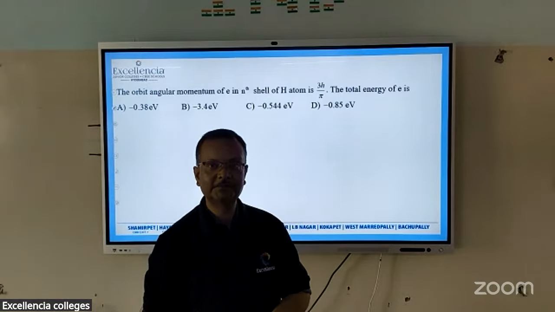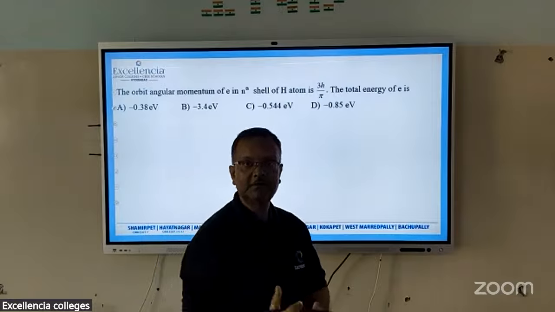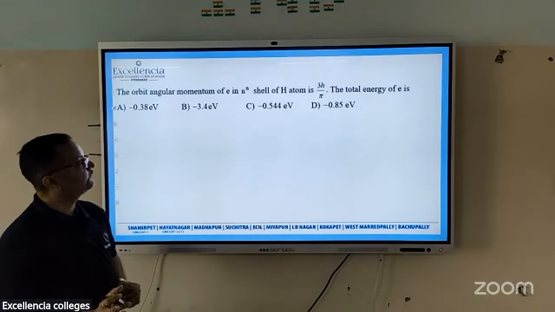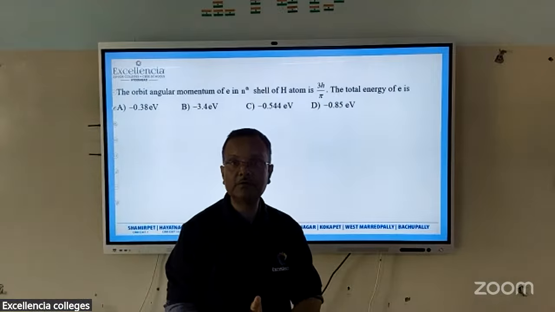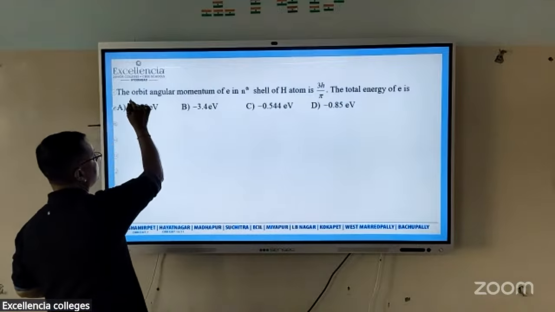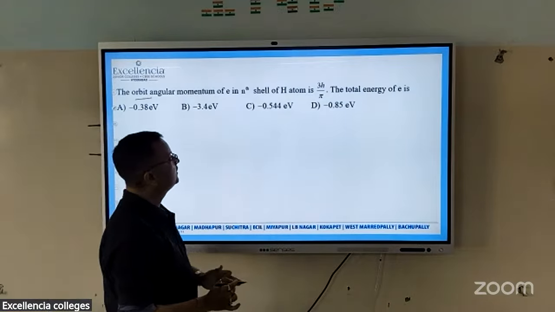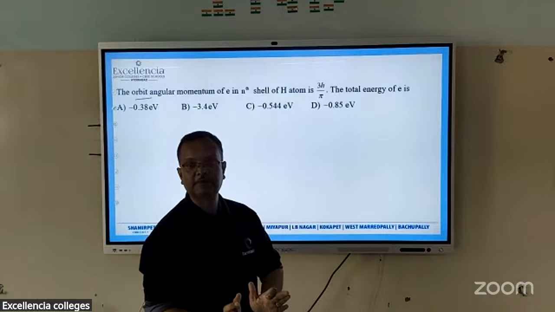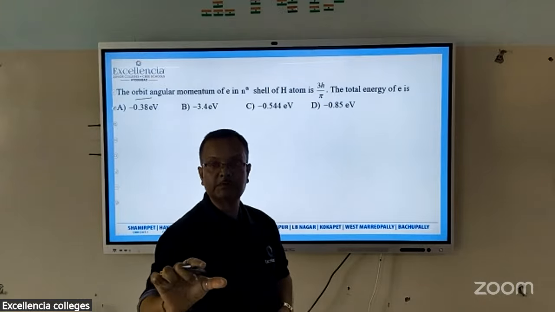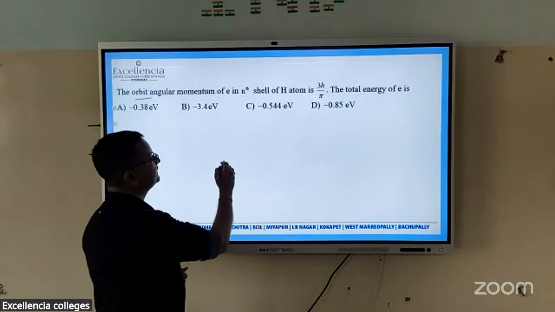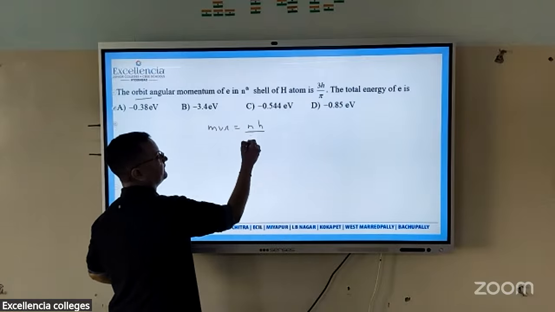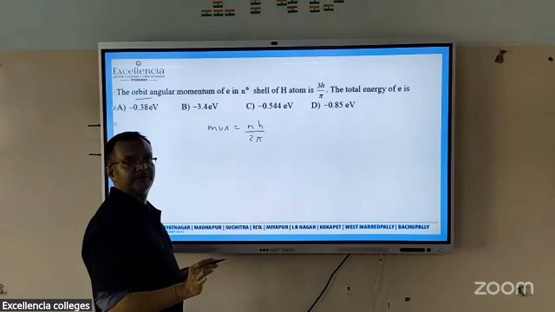So you see, this is the simplest question from atomic structure. You have done Bohr's model, so it comes directly from the Bohr's model. How to find the orbit angular momentum, not orbital? The question is asking about the orbit angular momentum of the electron in the field of the atom. So if you recall Bohr's postulate, the angular momentum of an electron is equal to nh by 2 pi. That was the relation.